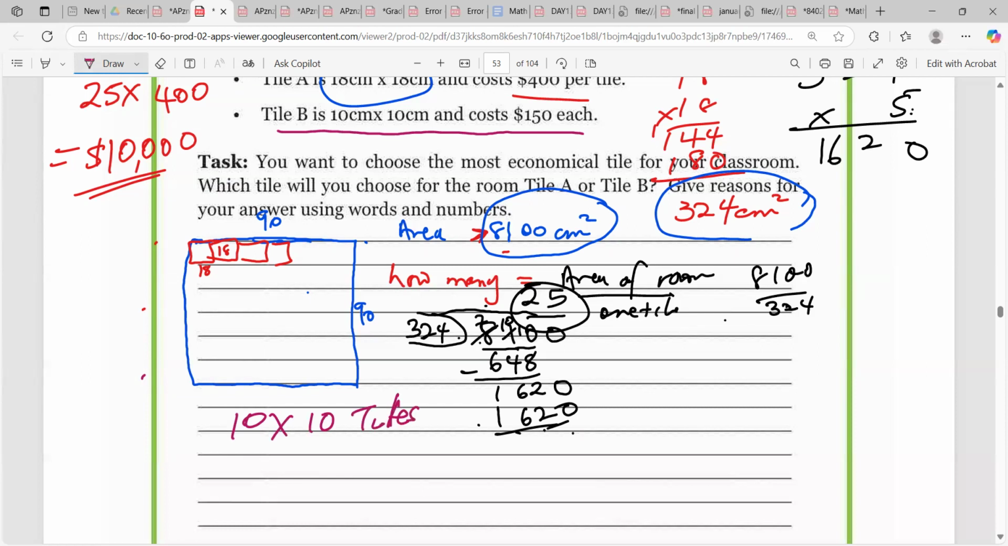Go ahead. Okay, sir. So 10 times 10 is 100 centimeters squared. So now you would say 100 divided into 8,100 would be equal to 81, and then you times 81 times 150.